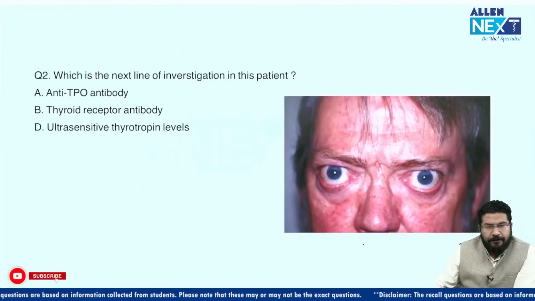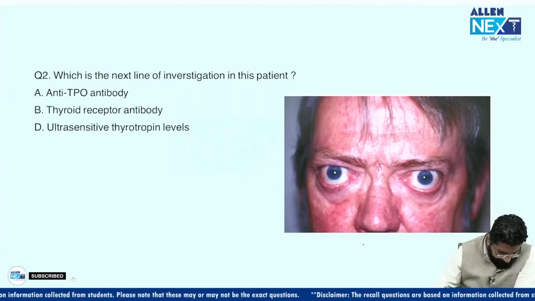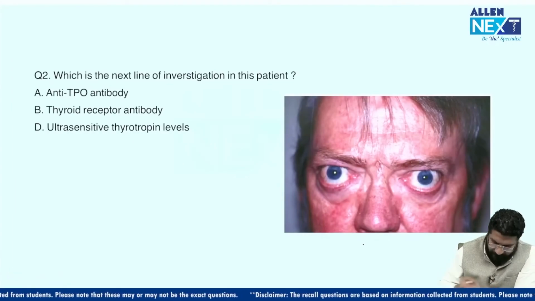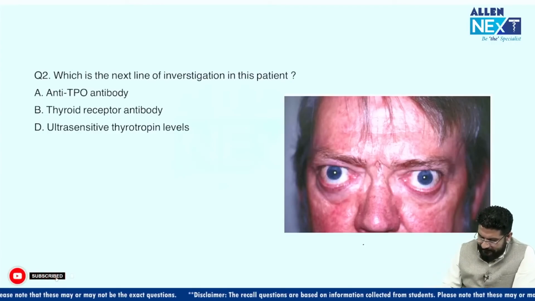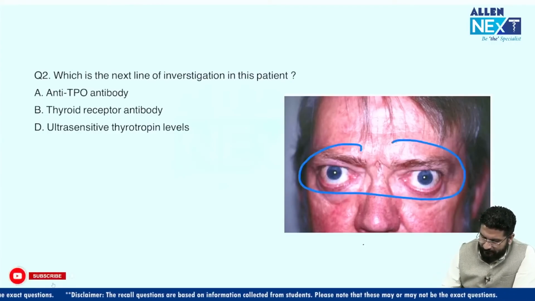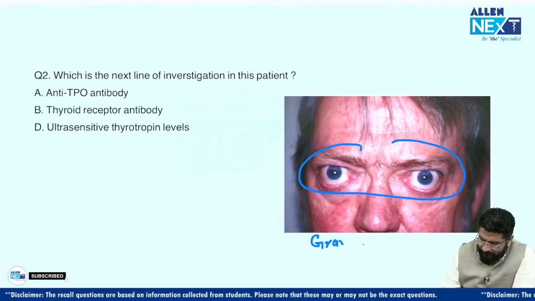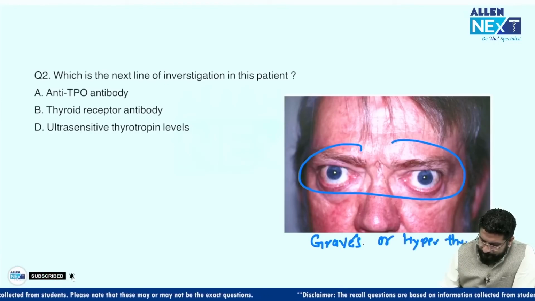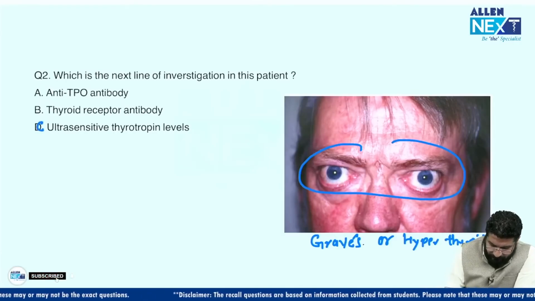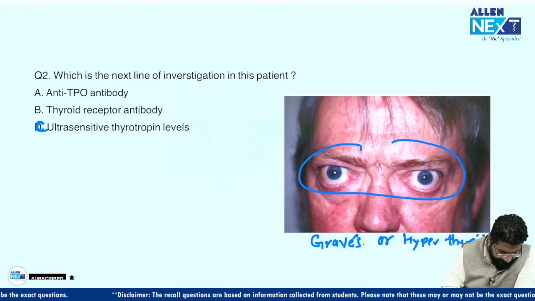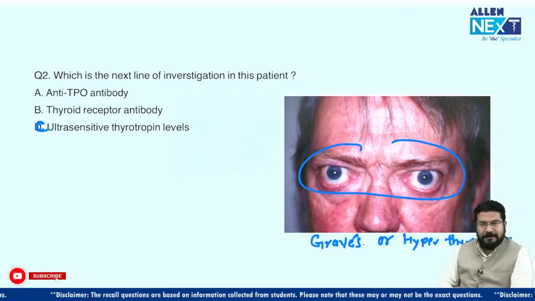Okay, coming to the next MCQ, an easy one. Which is the next line of investigation in this patient? What you can see in this patient, you can clearly see it's a case of Graves' disease, or hyperthyroidism. Understand this question. So what is the answer? What do you think, guys?